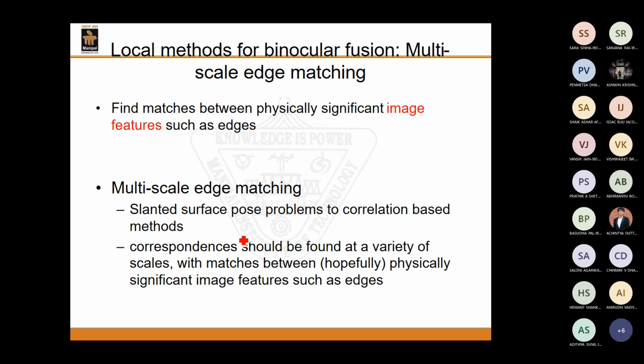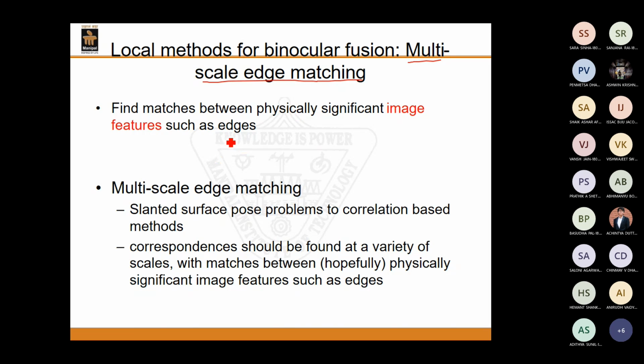Another local method for binocular fusion is called multi-scale edge matching. In the previous case, what we saw is matching with respect to points. That means I have a particular point in the left image, and I scan along the same line and try to find the corresponding point in the right image.